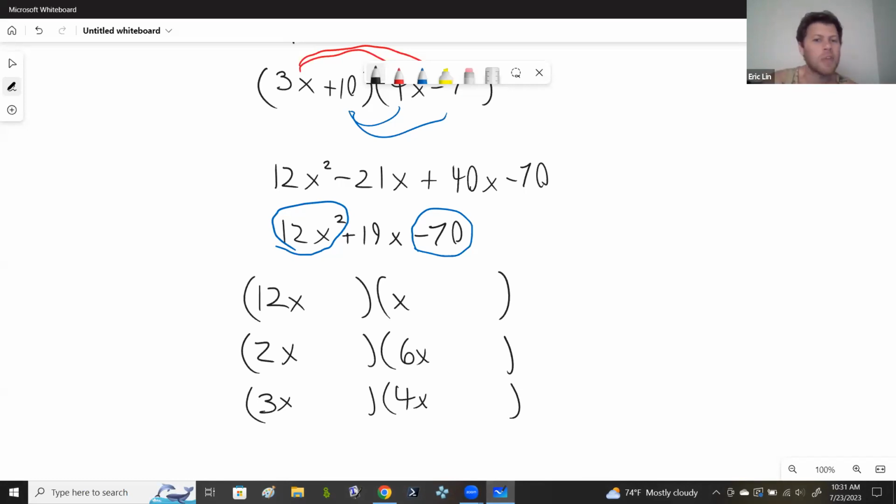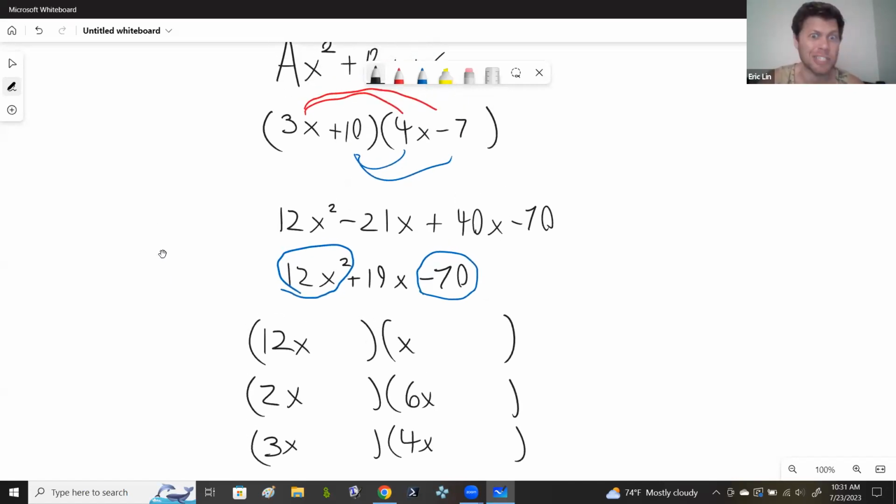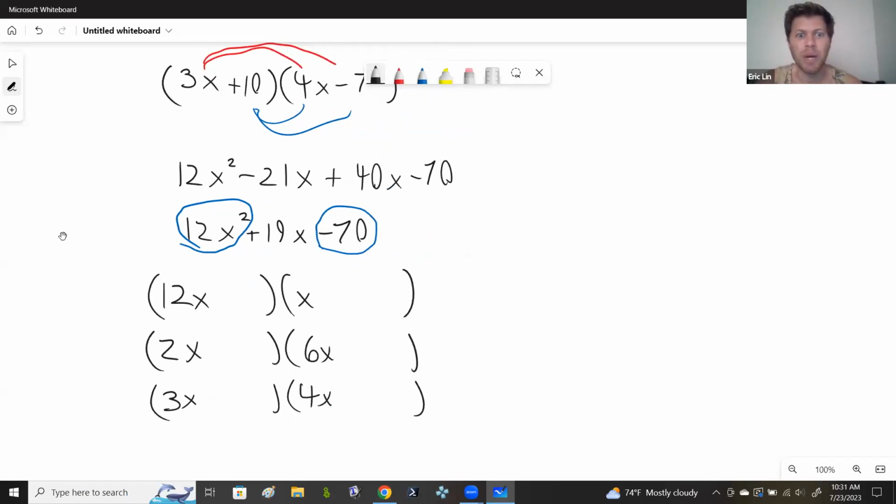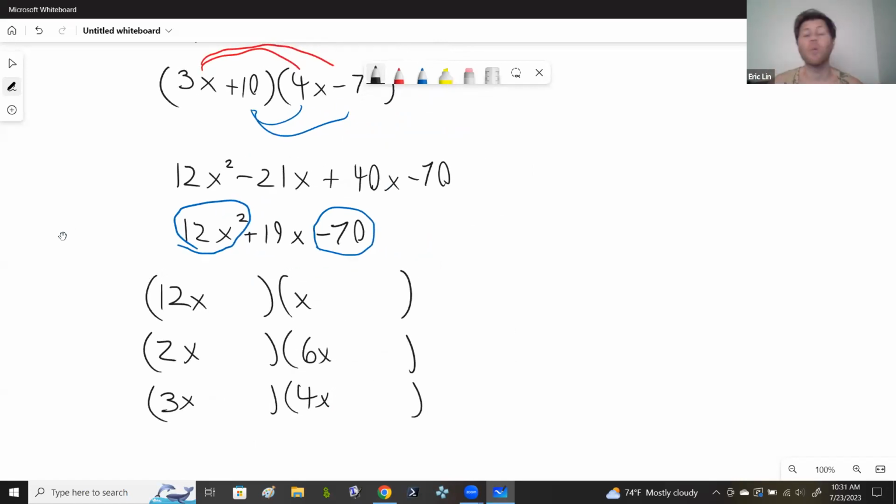So we know that we had one of these three things occur, right? The binomials that this quadratic factors into has to look something like this. It has to be either 12x and x, 2x and 6x, or 3x and 4x. We of course know, because we already did this backwards, that it's 3x and 4x. But in general, we would not know that.